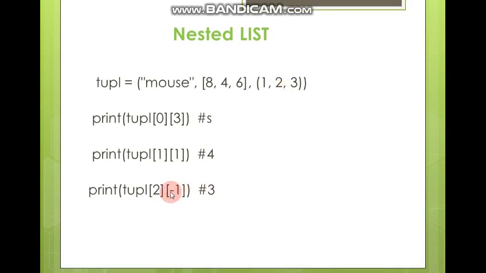If we say minus 1, now minus 1 means negative indexing, means from the right hand side. That means minus 1 means this 3. So my output is 3.